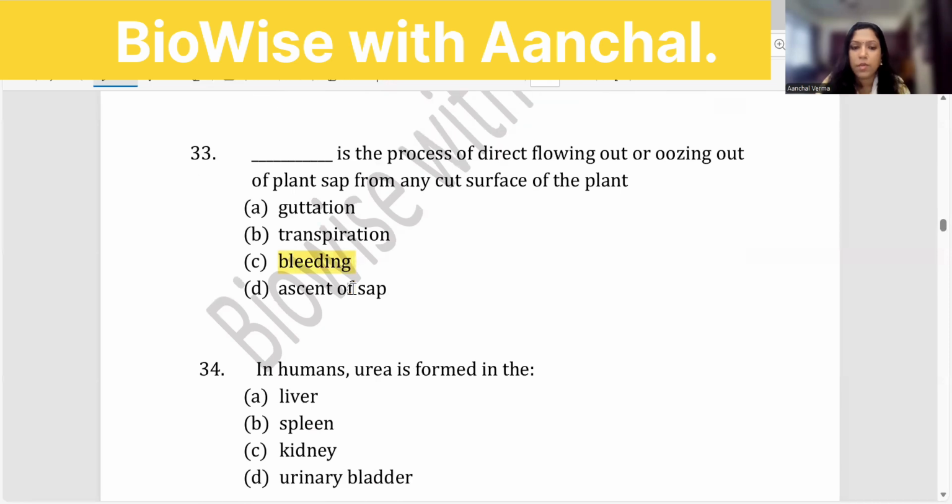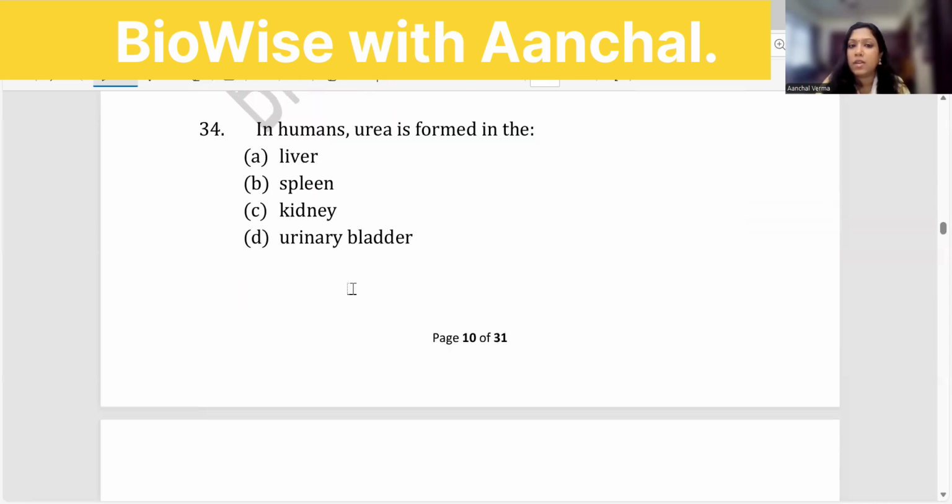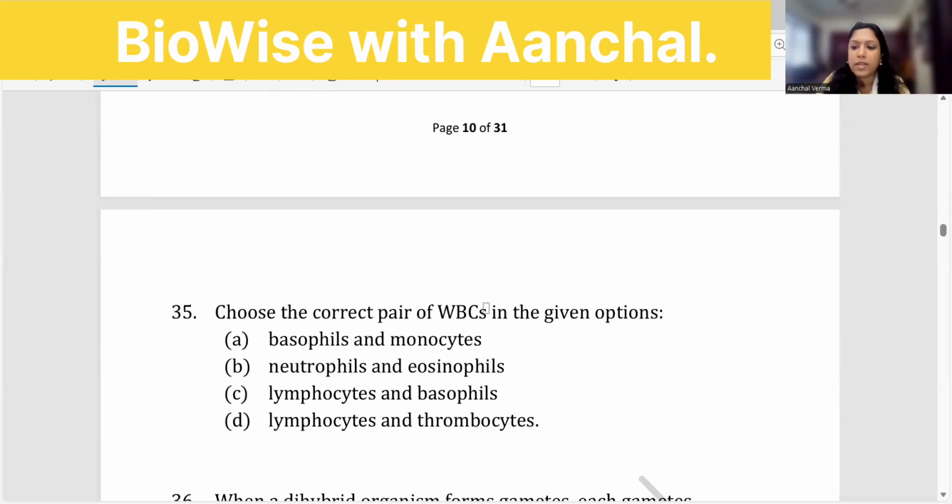Okay. Moving to the next. In human, urea is formed where? Where is urea synthesized in human? Is it in the kidney or in the liver? The correct answer is liver. In the liver there is a cycle where excess ammonia is deaminated and converted into urea, and then it is sent into the blood, from where it goes to the kidney for filtration.